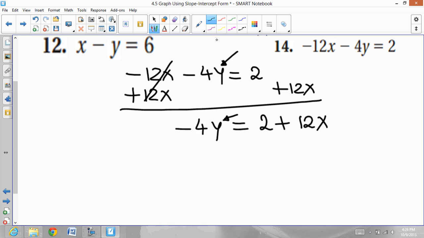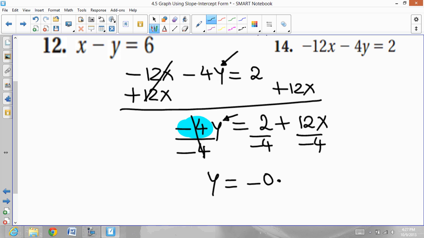So now I need to get the y alone. Now look at this one. If I'm going to highlight in blue, negative 4 multiplies y. The opposite of multiplying by negative 4 is to divide by negative 4. Here, divide by negative 4, and divide by negative 4. Negative 4 divided by negative 4 gives you a 1, so you get y is equal to 2 divided by negative 4. It's going to give you just negative 0.5, and positive 12 divided by negative 4 is going to give you negative 3x. Remember, the x needs to tag along.